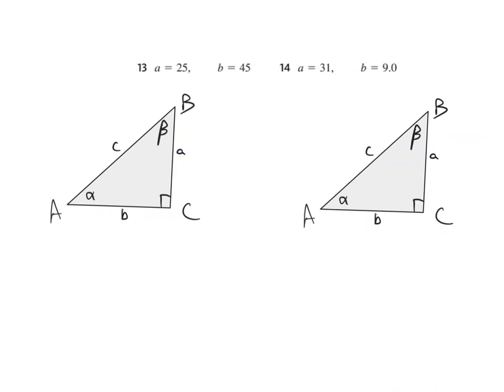Moving on. 13. A is 25. B is 45. You could use the Pythagorean theorem to get C, but let's go ahead and figure out what alpha is.